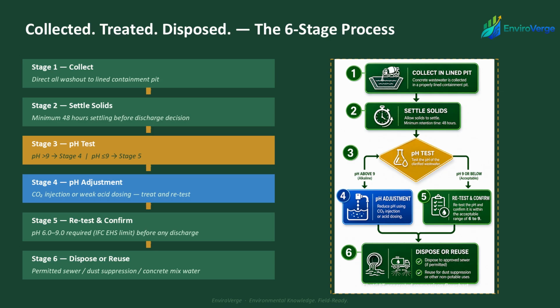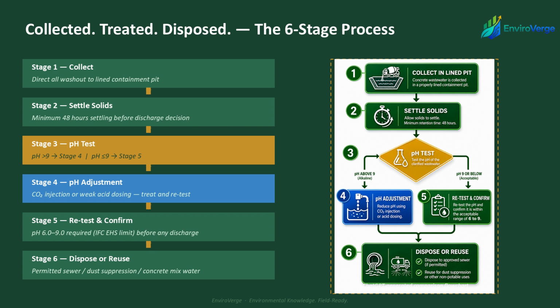Stage 3. pH testing. This is the critical decision point. Using a calibrated digital pH meter, take a representative sample from mid-depth in the clear supernatant above the sludge. If the reading is above pH 9, proceed to stage 4. If the reading is pH 9 or below, proceed directly to stage 5.